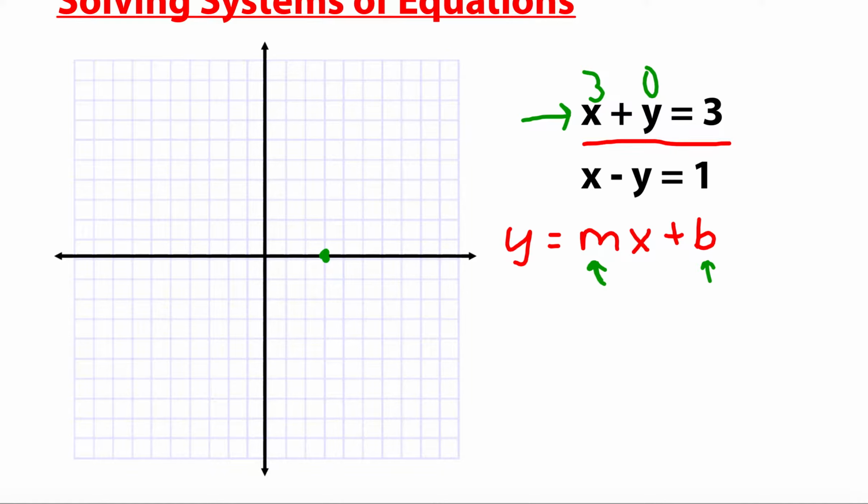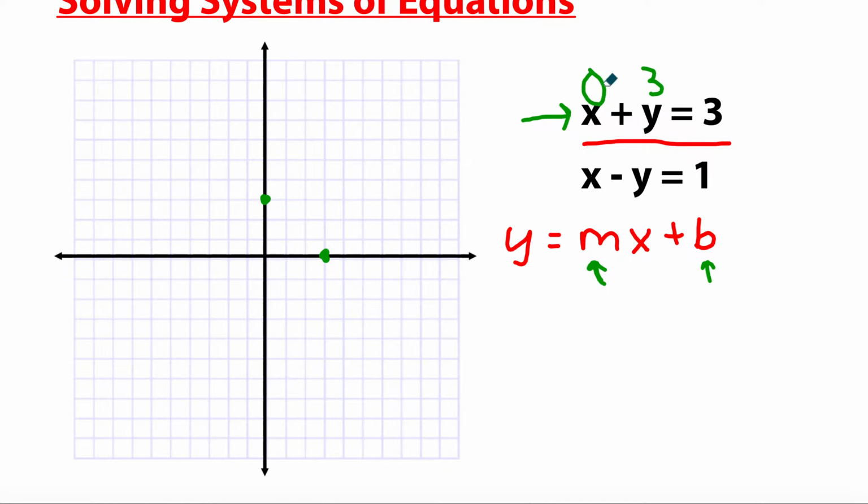Well, what about the opposite? What if instead x was 0 and y was 3? 0 plus 3, that would equal 3, so where x is 0 and y is 3, that's right there. So both of these points would fit into this equation, but you should be able to figure out that there are actually infinitely many points that would fit into this equation.